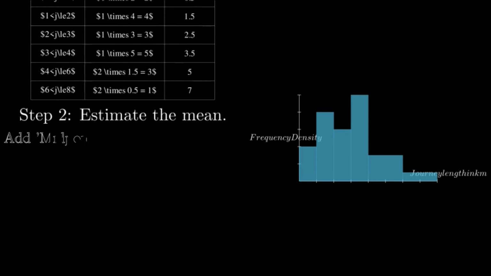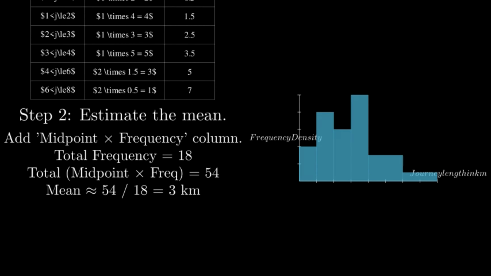Now we estimate the mean just like we would for any grouped frequency table. We multiply the midpoint of each class by its frequency. Then we sum up all these products to get a total, which is 54. We also sum the frequencies to get the total number of students, which is 18. The estimated mean is the total of the "midpoint times frequency" column divided by the total frequency. So 54 divided by 18 gives us an estimated mean journey length of 3 kilometers.